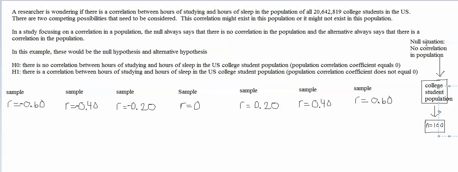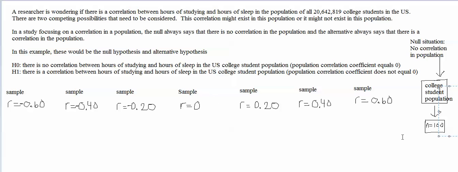So, the hypothetical situation in which the null is true, and the correlation between sleep and studying does not exist in the college student population. There really is no correlation between studying and sleep in the college student population. And in this situation, we're taking our sample from that population with no correlation in it. Let's think about what outcome we would expect when our sample really is coming from that population with no correlation in it.